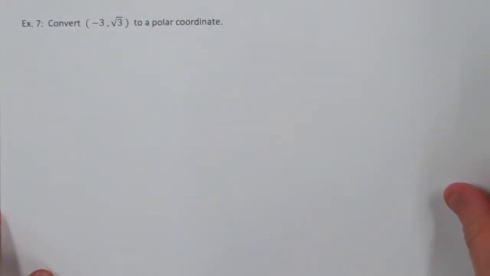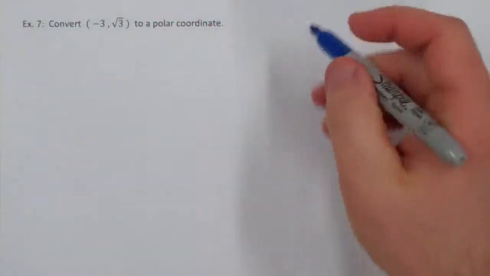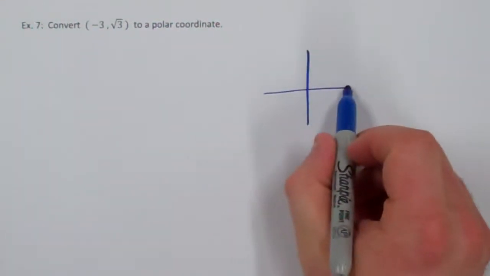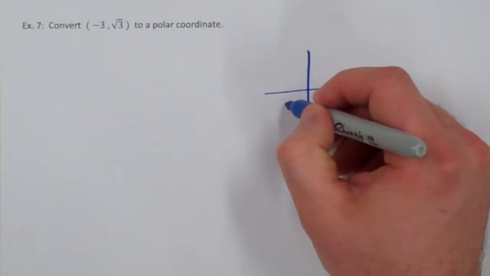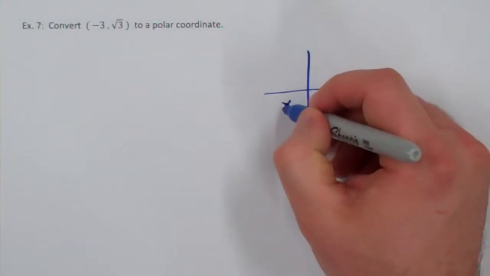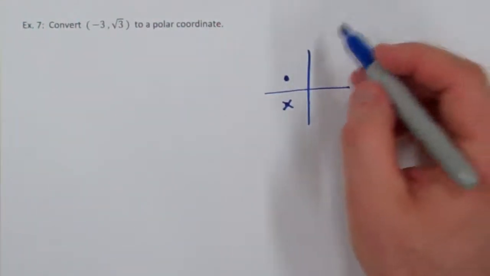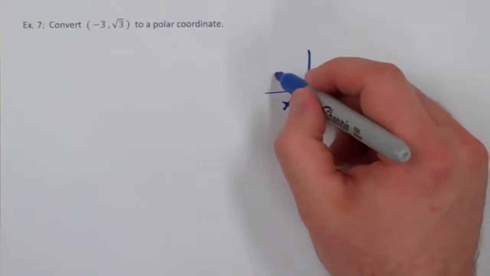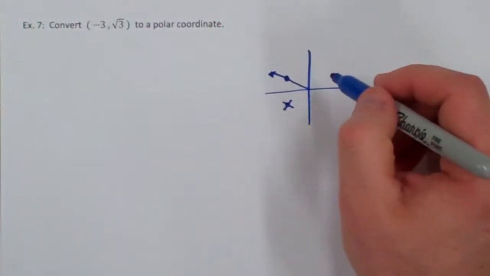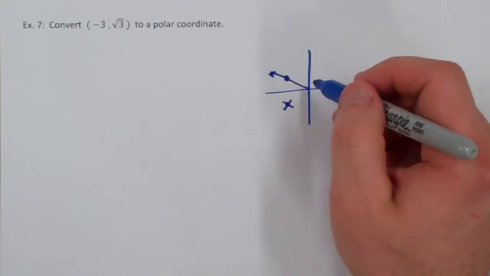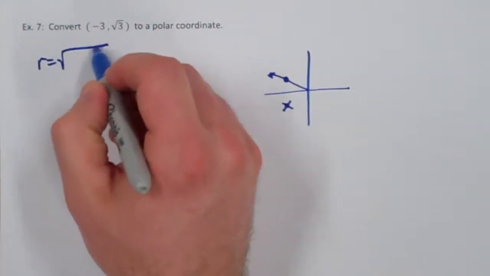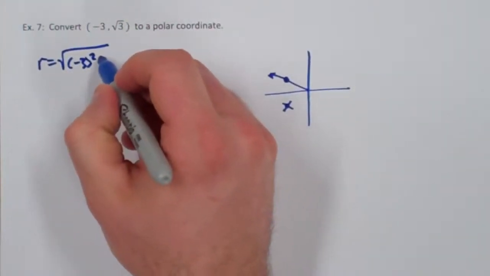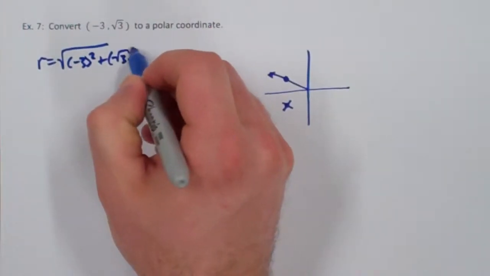The next one is example 7, and we're going to convert this one to a polar coordinate. It's often a very good idea to write out where this thing is. So negative 3 and then up root 3 will be up here. So we're expecting this angle measure to be somewhere between 90 and 180, and then our radius, of course, will be positive then. If we take a look at our r value, this is going to be negative 3 quantity squared plus root 3 quantity squared.